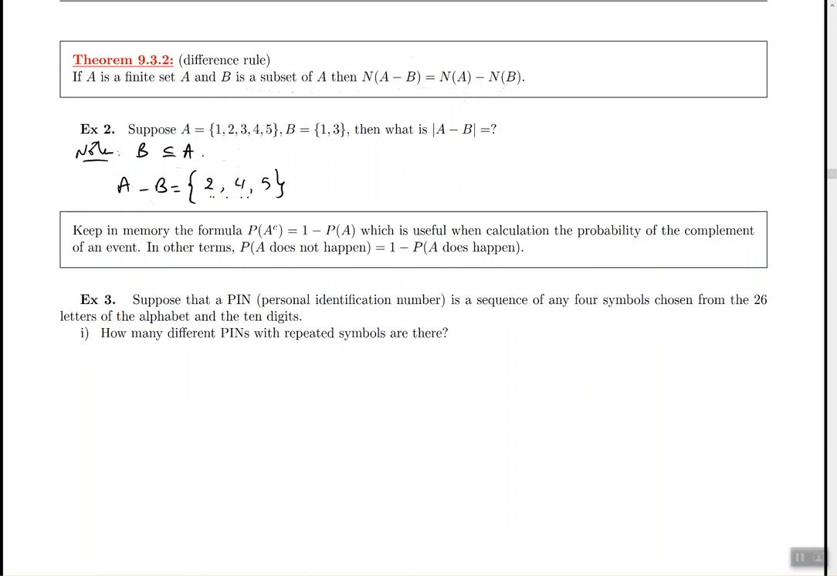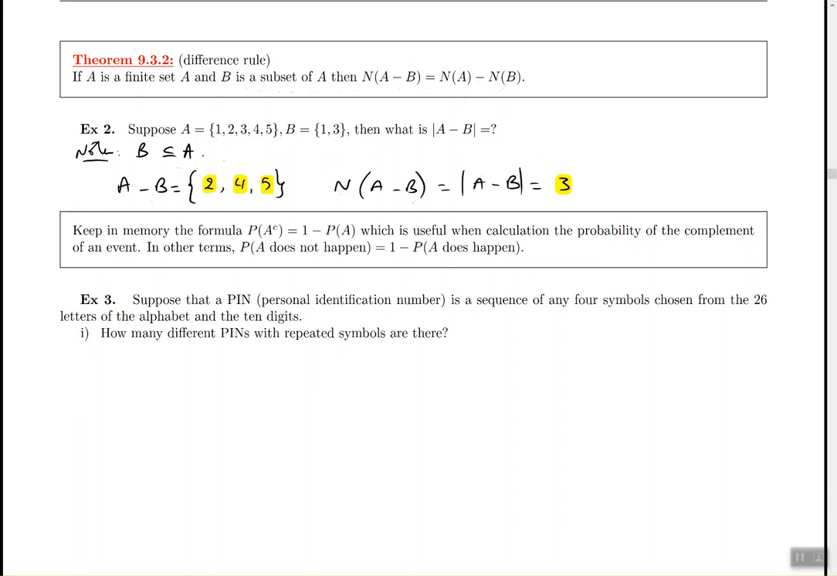So how many numbers did I just write down? I just wrote 3 of these. So the cardinality of A minus B, in other terms, the absolute value of A minus B, is going to be 3, because there are 3 elements inside of that set. 3 because of 1, 2, and 3. So that's how we use the difference rule.